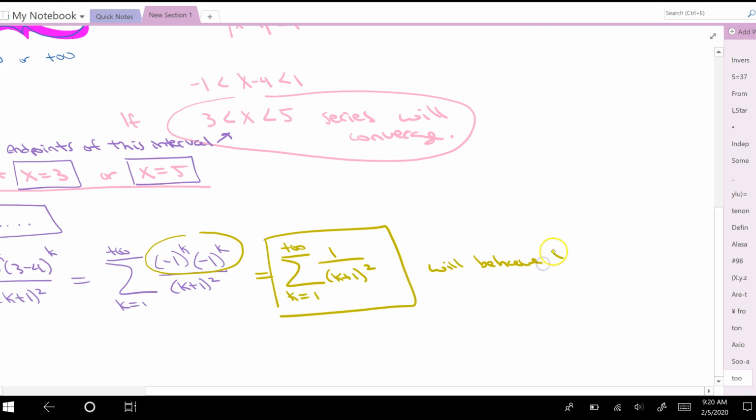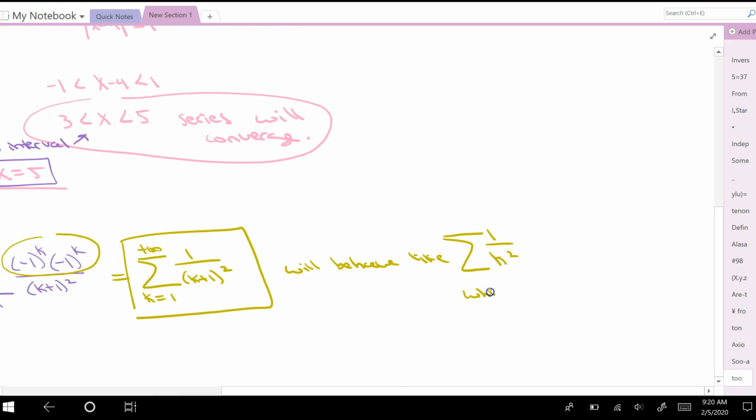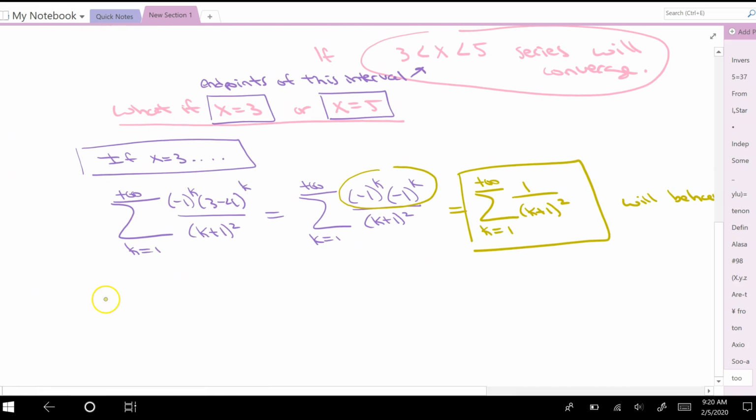Who will this behave like? It will behave like the infinite series 1 over k squared. And we know this converges by p-test, because p is bigger than 1, right? Which converges by p-test. Okay, what about if x equals 5?